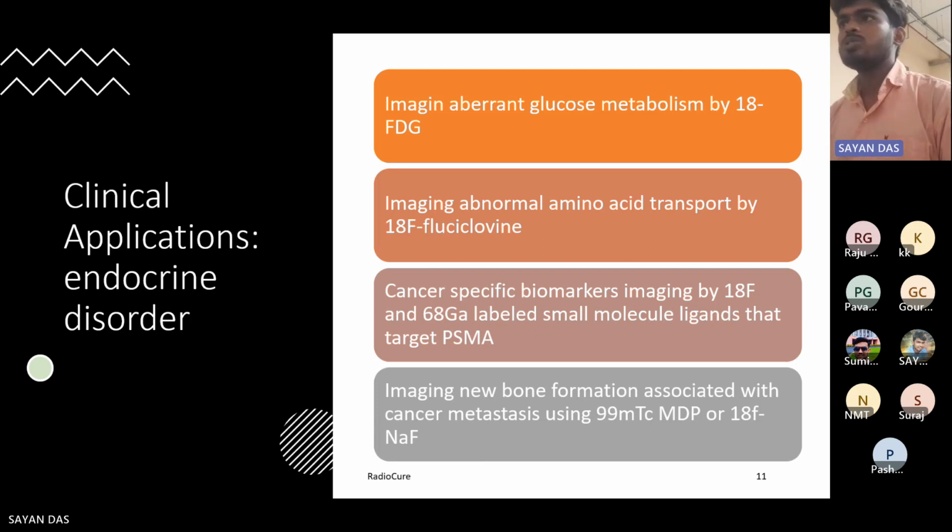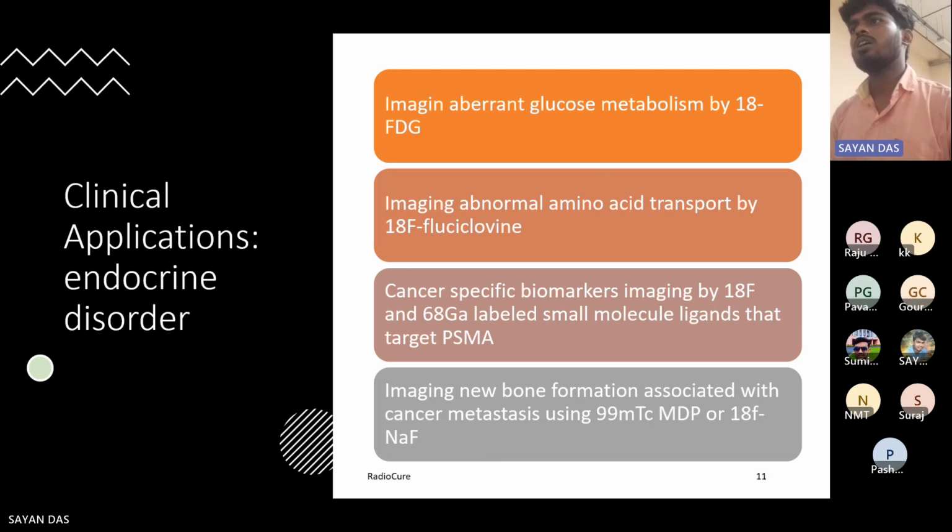And if we want to see particularly the prostate specific membrane antigen or the neuroendocrine tumor, the biomarker imaging is done by 18 fluorine and 68 gallium labeled small molecule ligands to target prostate specific membrane antigen. Those are practical examples of what actually happens in cancer. To detect the cancer and to treat the cancer, those are the very specific pillars of nuclear medicine.